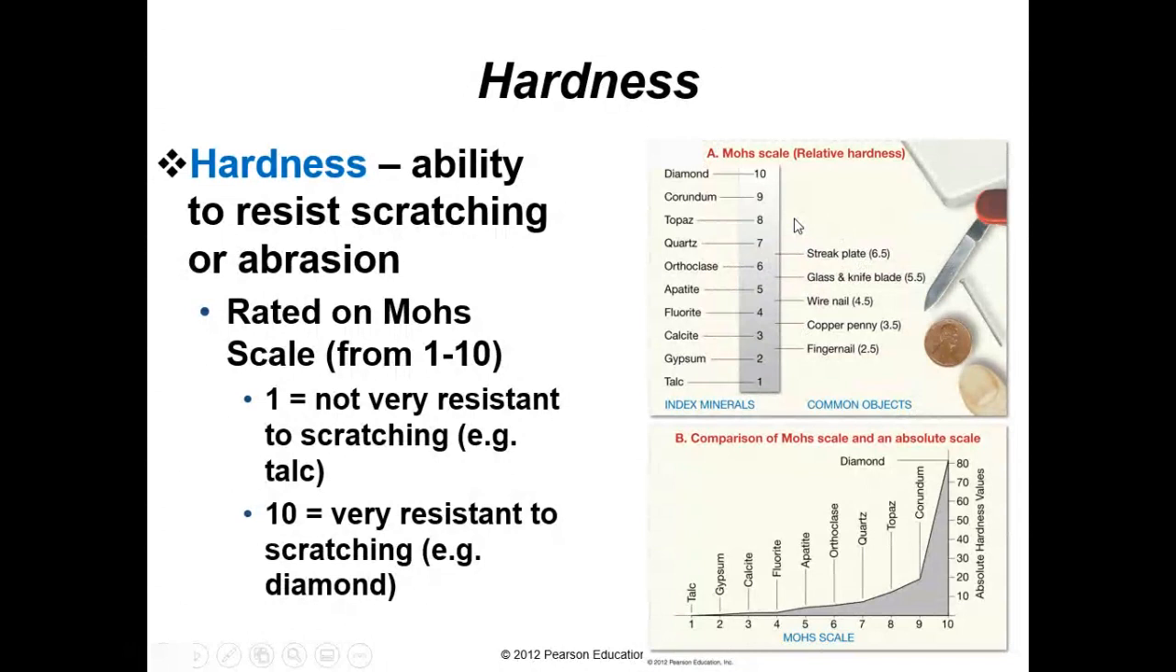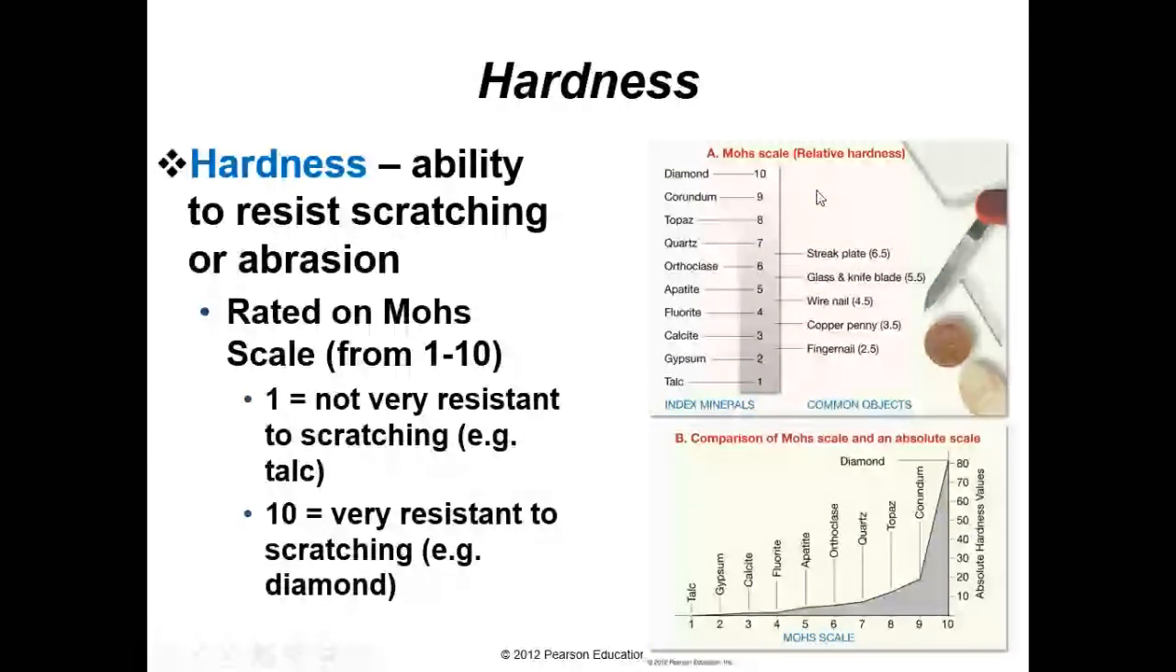And then as you can see, there's also some of these other common things that you'll find around the house or around your lab that you can use to test the hardness of a mineral. So for instance, fingernail at a 2.5. If you scratch your fingernail against a mineral, if your fingernail scratches that mineral, we know that that mineral is less than 2.5 because your fingernail scratches it. If the mineral scratches your fingernail, then you know that the mineral is higher than 2.5. Okay, so you can use a penny, a wire, a piece of glass, okay, and a streak plate.